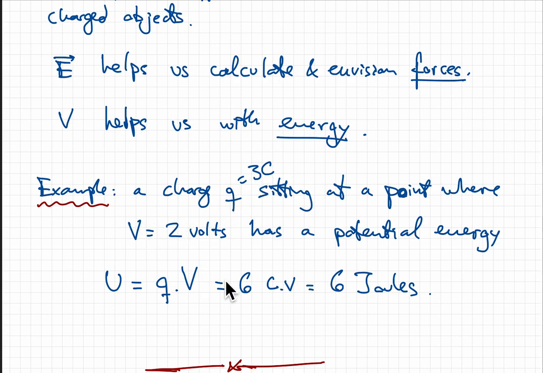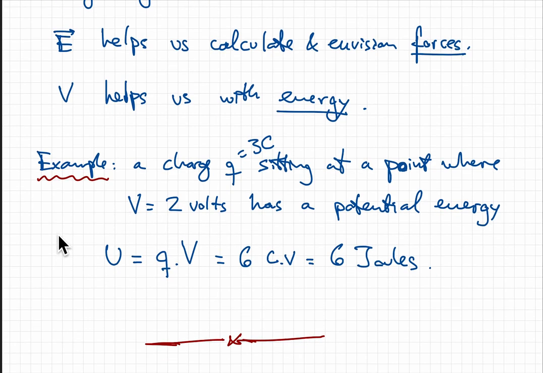So you just multiply these two things and you get 6 coulombs times volts, which is joules. So the product of the charge that you brought in times the potential at that point where your new charge is sitting gives you the total potential energy of that system. And so we're going to be using this quite a bit. This is just a potential energy.